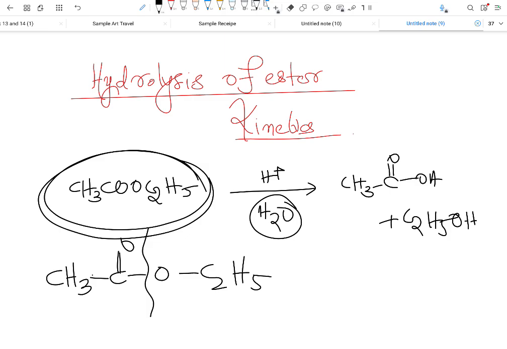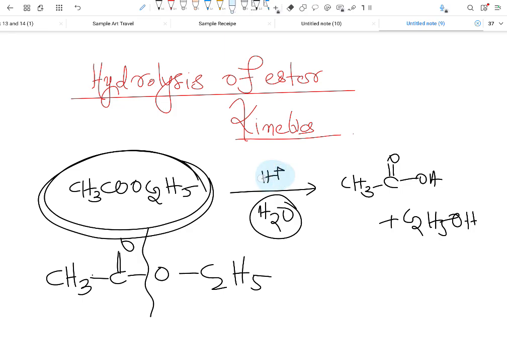From the organic part, I hope you already know the reaction. Water will come and attack on the electropositive side. So finally, you will get the resultant acid and alcohol. For this reaction we have to study the kinetics. Kinetics in the sense of what is the rate of this reaction, how fast it is going on, we have to study. For that, we will titrate this reaction.